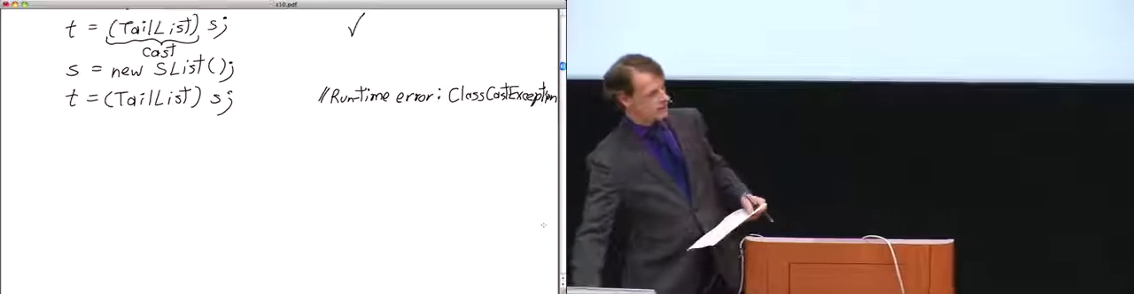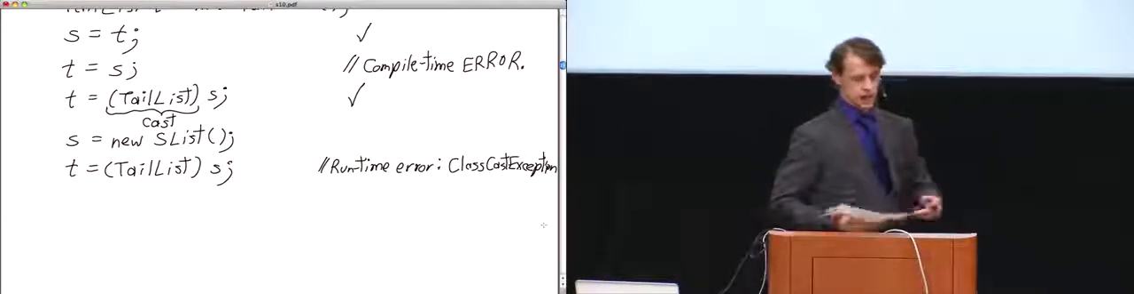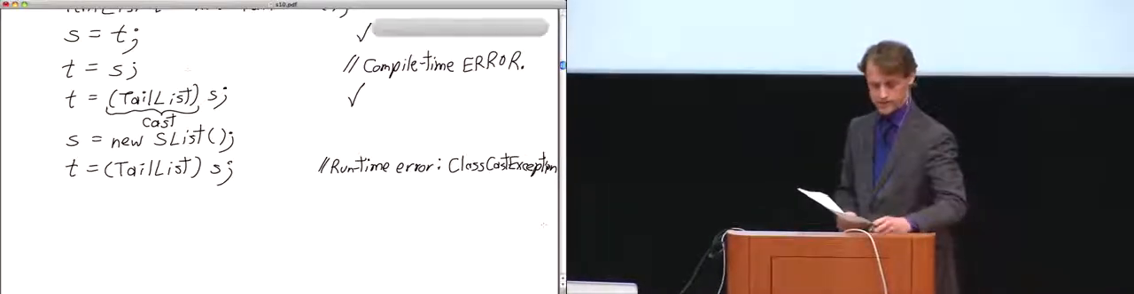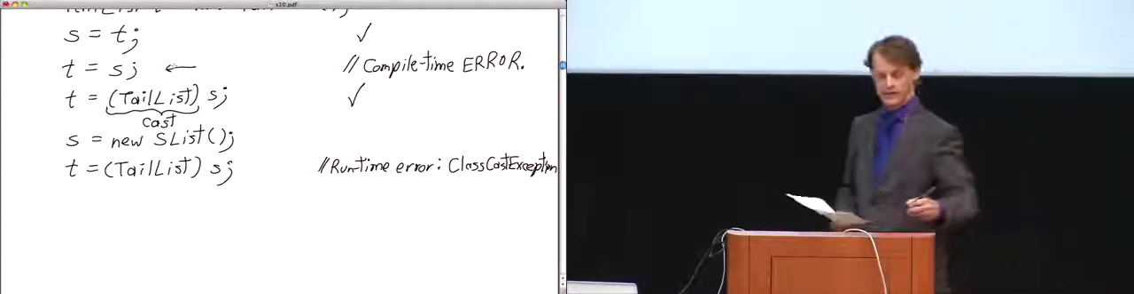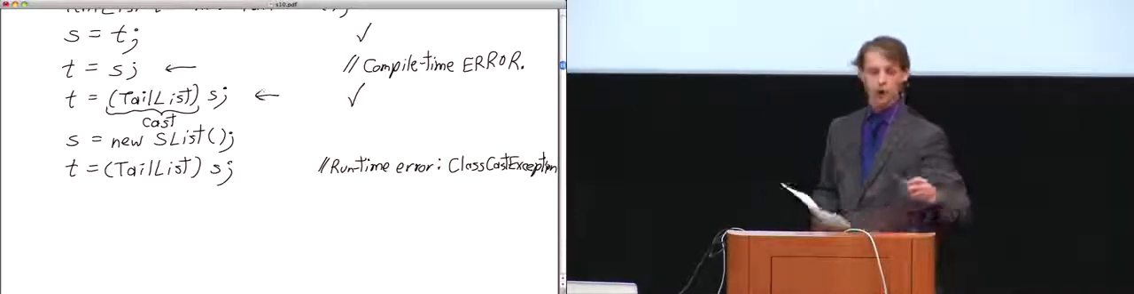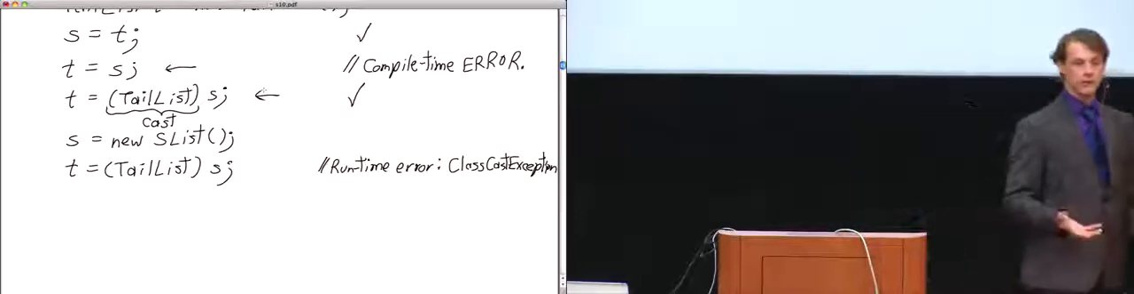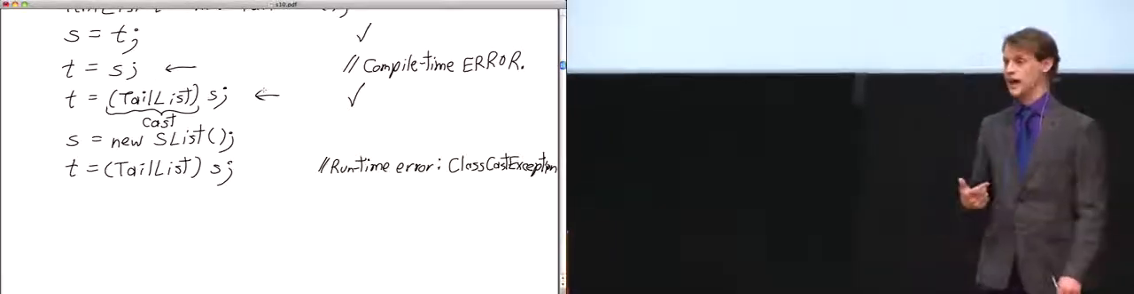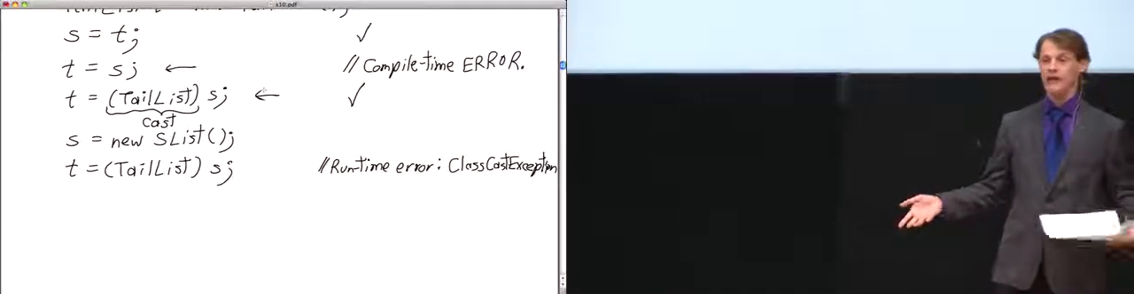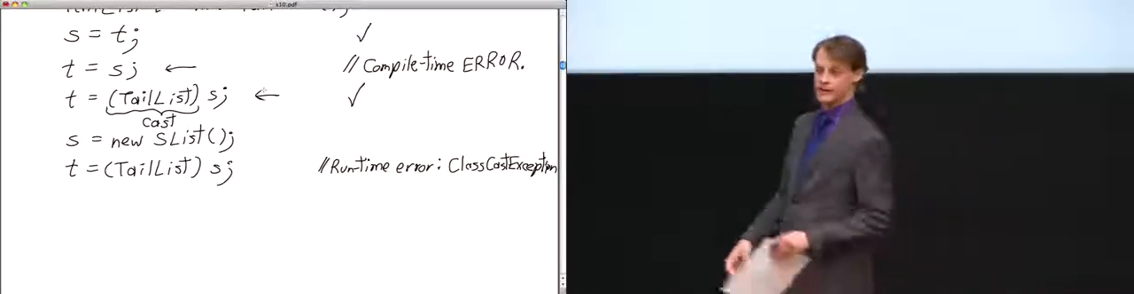So again, the reason why Java rejects this code is because not every SList is a TailList. But if you give reassurance that you know what you're doing, Java will go ahead and compile it. But Java still installs a runtime check so that if you are lying, it will find out when the program actually runs.